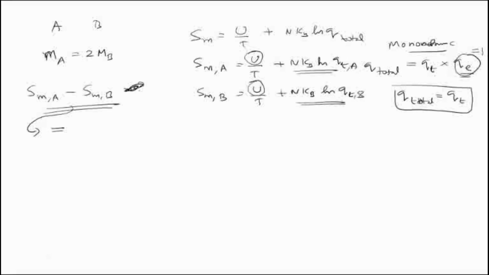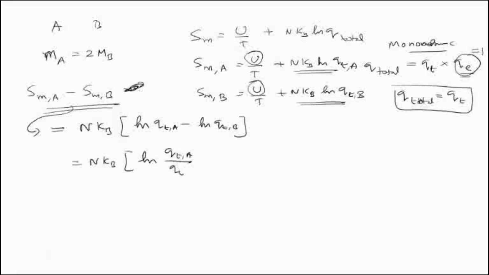This is the translation partition function for gas B. Only these two will remain. So if you take the difference, you will get N kB ln QT A minus ln QT B. You will get it like this. And you know very well, log A minus log B can be written as log A by B. This is for gas A and this is for gas B.